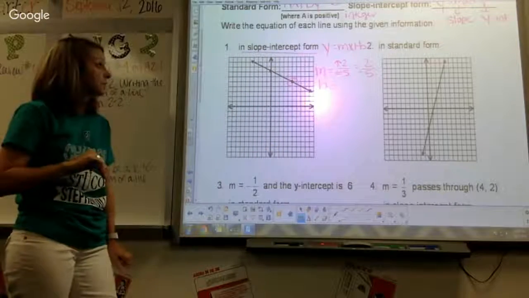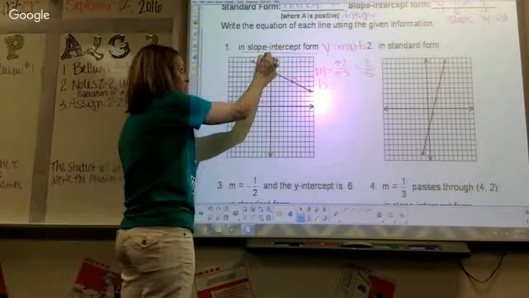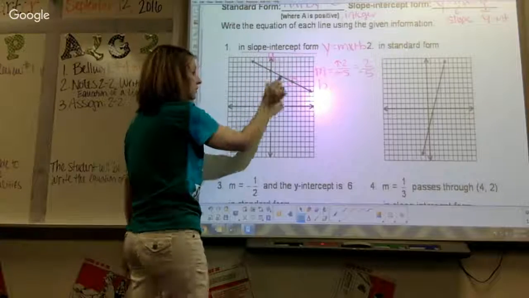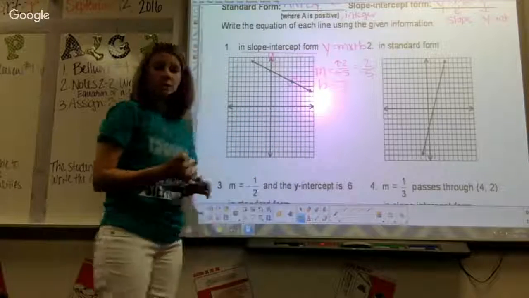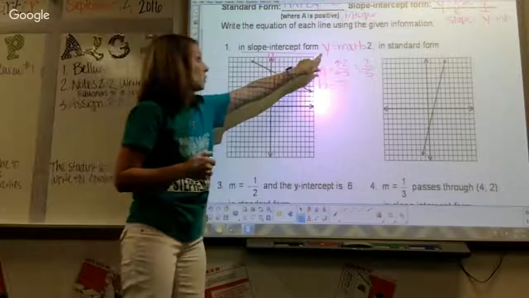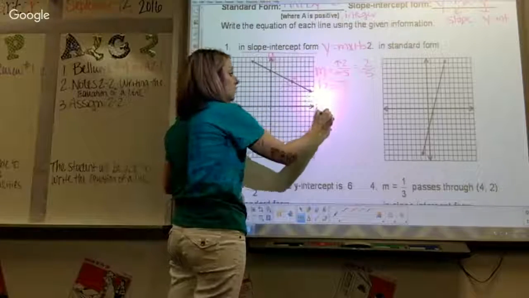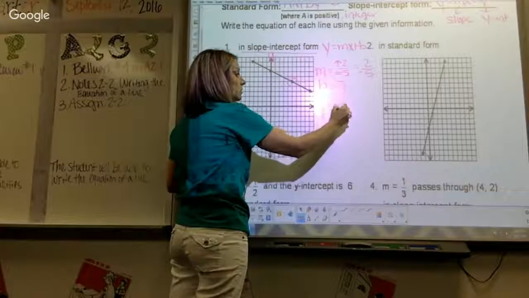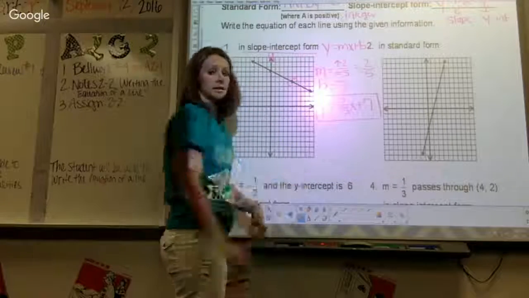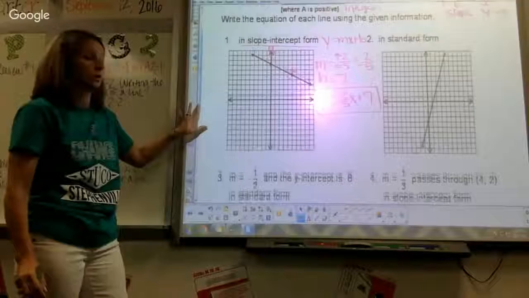Okay. B is your y-intercept. So here's your y-axis. It crosses the y at 1, 2, 3, 4, 5, 6, 7. Since we know m and b, and we're putting it in slope-intercept form, we're just going to plug that into y equals mx plus b. So y equals negative 2/5 x plus 7. There's your slope-intercept form.